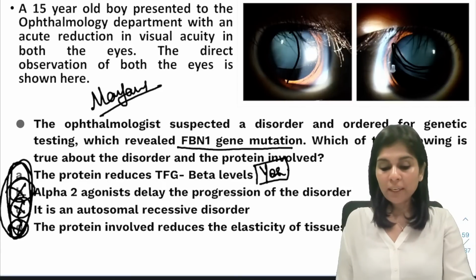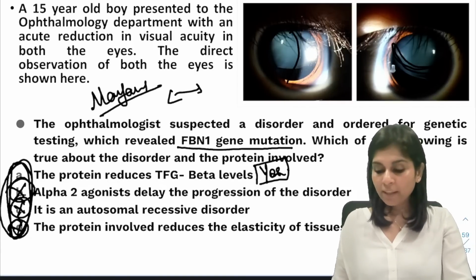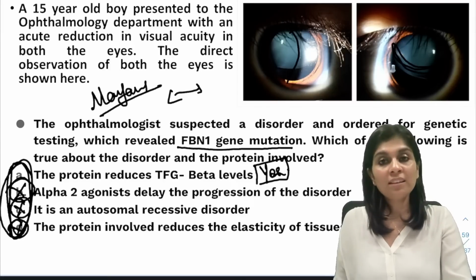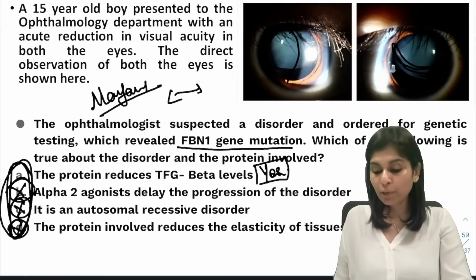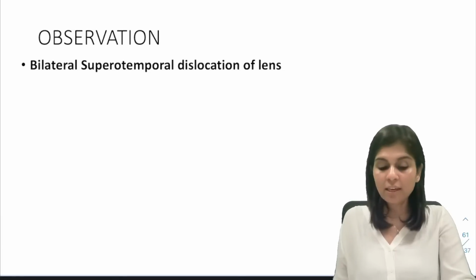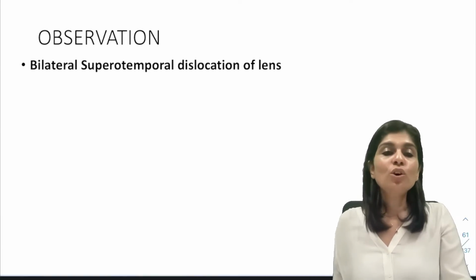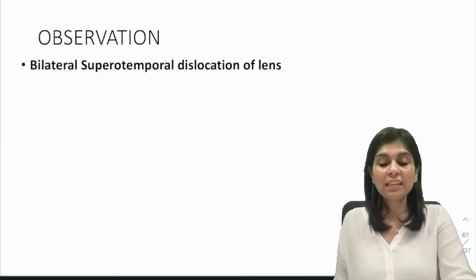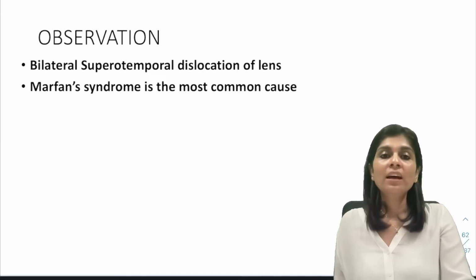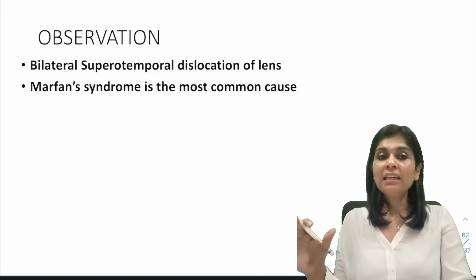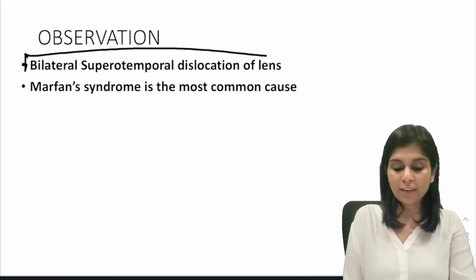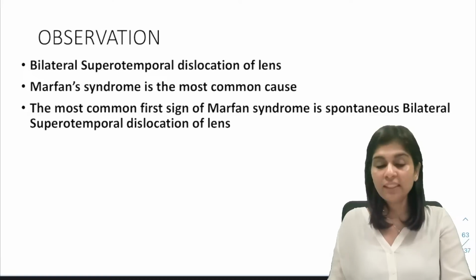So what is the summary here? The summary is a patient, or a boy, presenting with spontaneous bilateral superotemporal dislocation of the lens. That is the observation. The most common cause of spontaneous bilateral superotemporal dislocation of the lens would be Marfan syndrome. And reciprocally, Marfan syndrome most commonly presents as bilateral superotemporal dislocation of the lens.